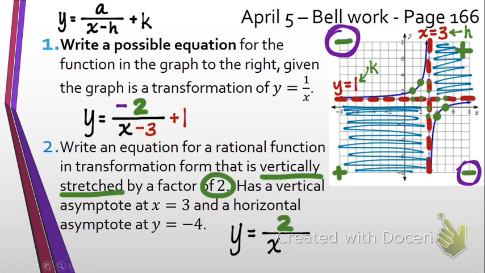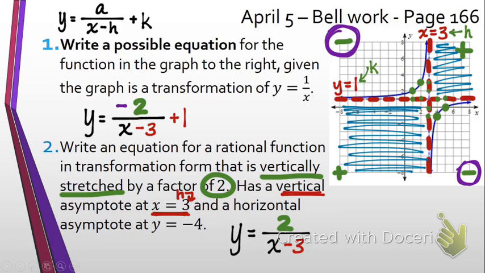Should anything go down with the x? Bring 3 down and switch it. It says that we have a vertical asymptote at x equals 3. So here's my h value. So it's going to be minus 3. Yep, it's a positive h value, but we always make it the opposite when we put it into the equation.